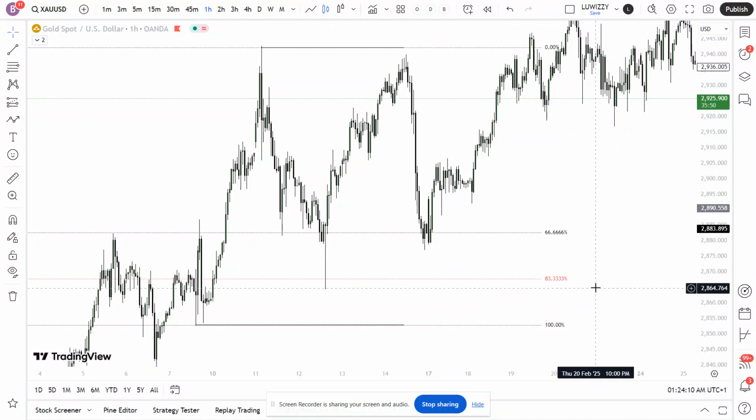Price will retrace to the discount zone and most times it will tap at the 83.3%, leaving a wick. It's not even expected to close there, right? It's not expected to close there. You see price came, boom, leaving a wick.